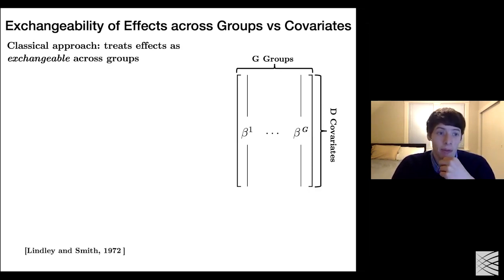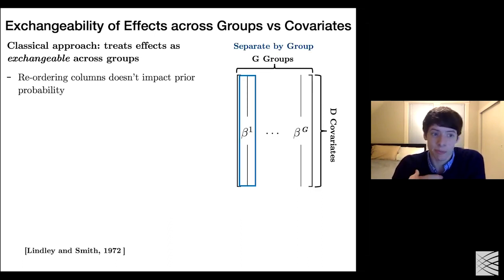All right. So this classical approach dates back about 50 years now to the work of Lindley and Smith in 1972. And again, it starts with this assumption of a priori exchangeability across groups. Intuitively, all this means is that if we separate our effects out into columns, one vector corresponding to each group, then if we reorder these columns, this doesn't impact the prior probability of that parameter. So any kind of reordering here would seem just as reasonable.